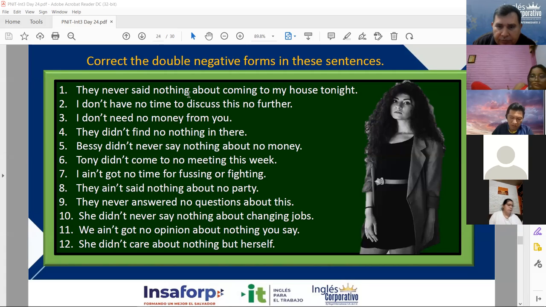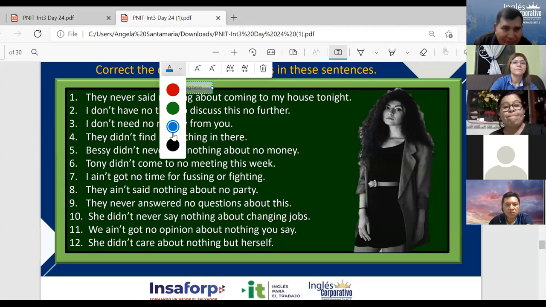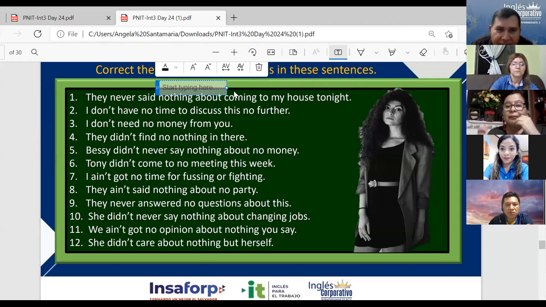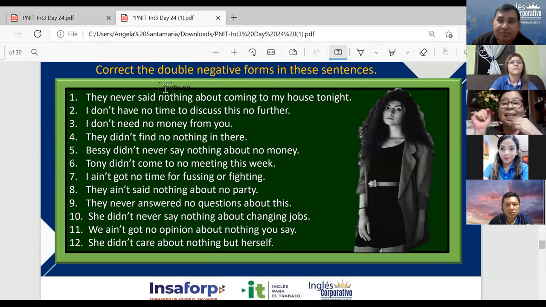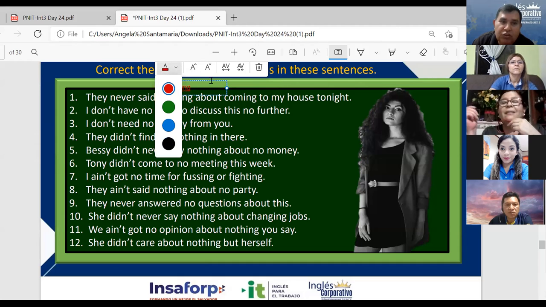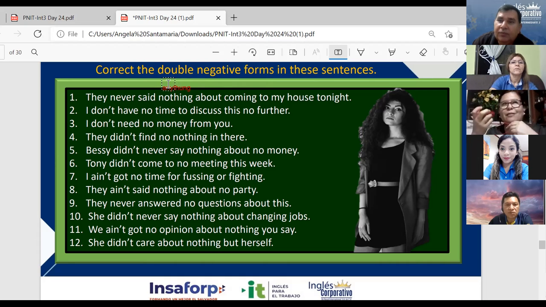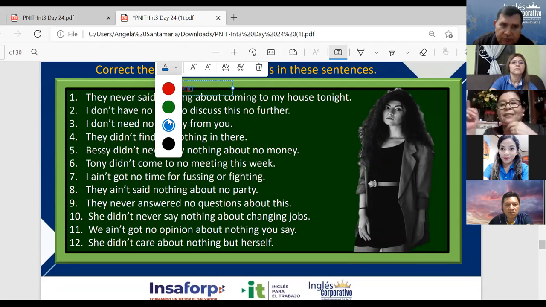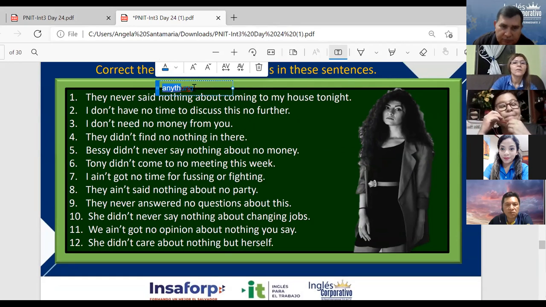Okay, number two. Ever is the same as never. Maybe the first one you can do only orally. The first one is anything. Exactly. They never said anything about coming to my house tonight, because of the meaning of the sentence. Never is negative. In the context of the sentence, we have to use the word nothing or anything. For example, they never say anything.